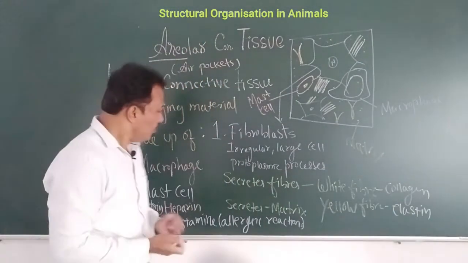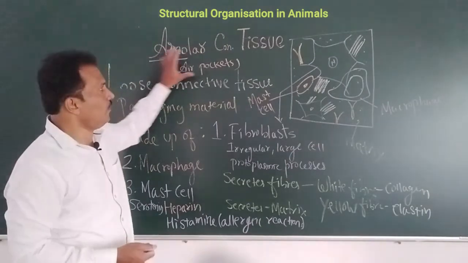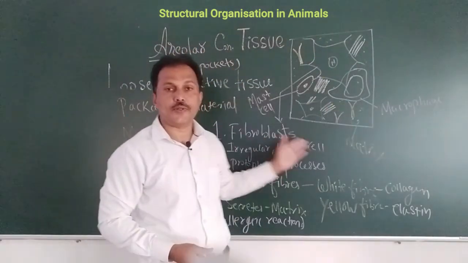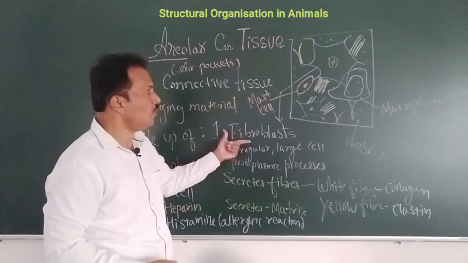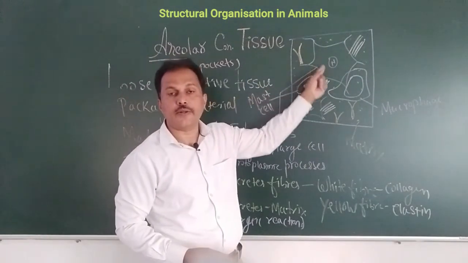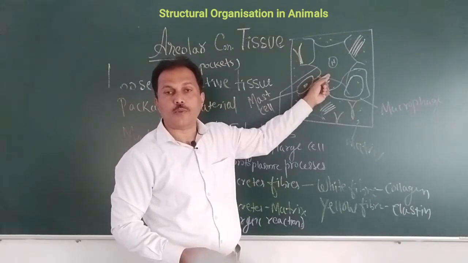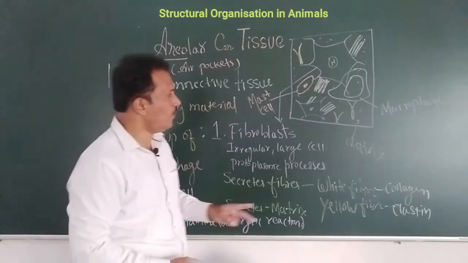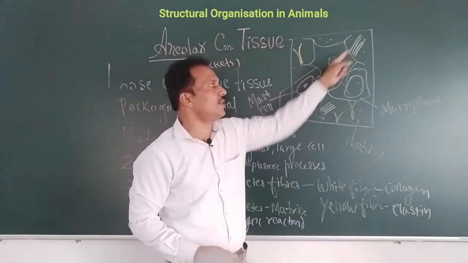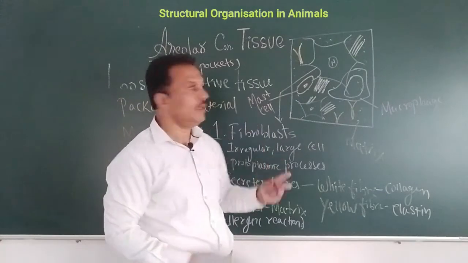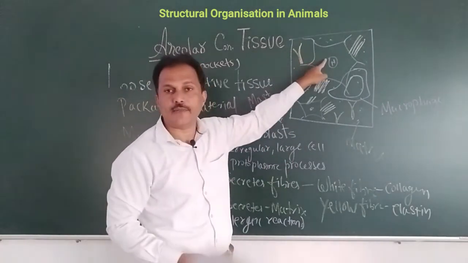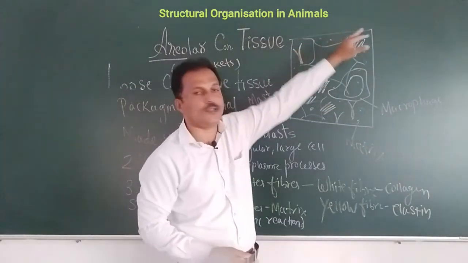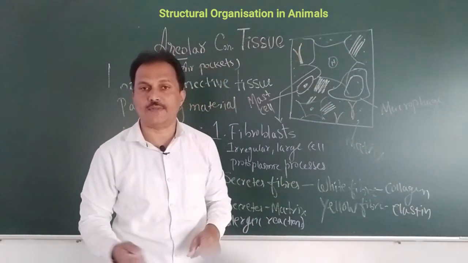So when we talk about the structure of areolar connective tissue, what is present in it? Mainly fibroblasts, large irregular cells with protoplasmic processes, abundant. Second, you will find the collagen fibers secreted by the fibroblast. Third, elastin fiber secreted by the fibroblast. Number 4, in between these cells you will find the ground substance, that is the matrix or gel-like substance.